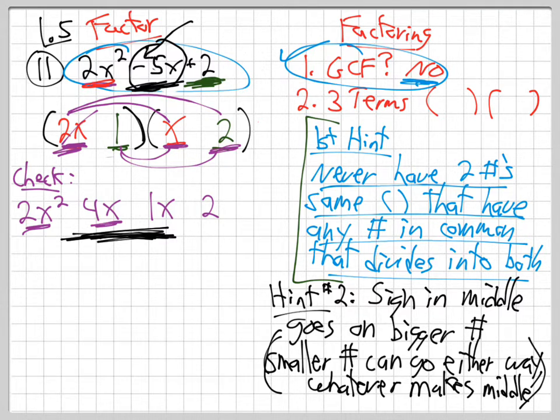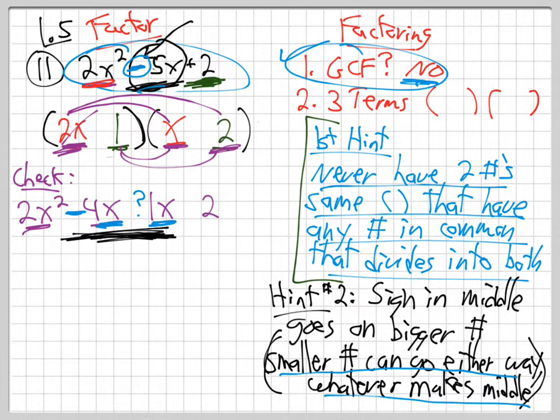So, hint number 2. The sign in the middle, which is what? A negative sign, has to go on the bigger. What bigger? Of these middle 2. The bigger of those middle 2, which one's bigger? The 4. So that has to be minus. That's what I'm saying. The sign in the middle has to go on the bigger. Now the other sign, the sign on the 1x, that can change depending on what it needs, right? The smaller number can go either way, whatever makes the middle.